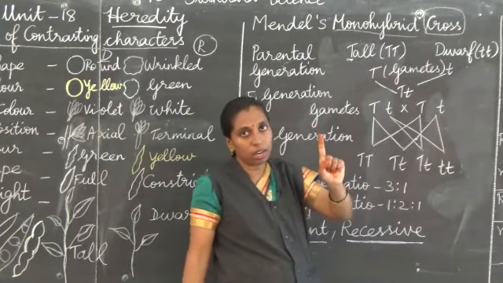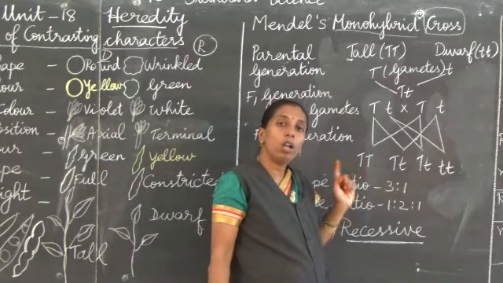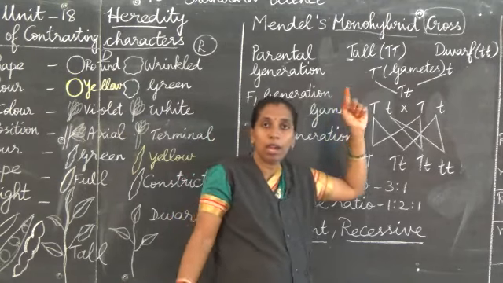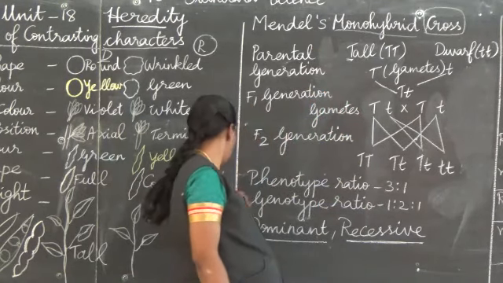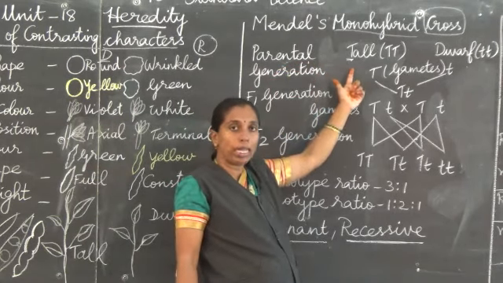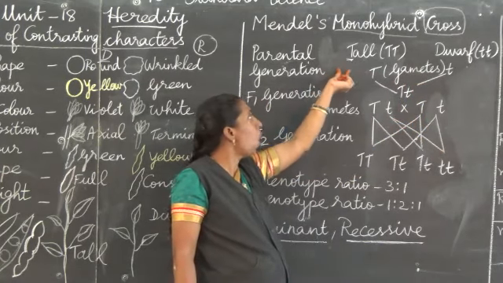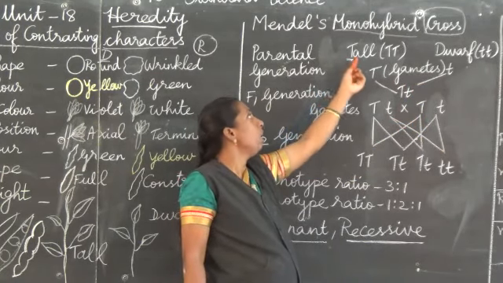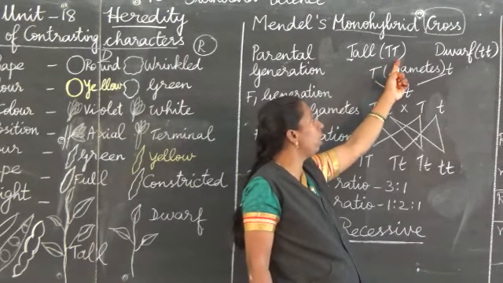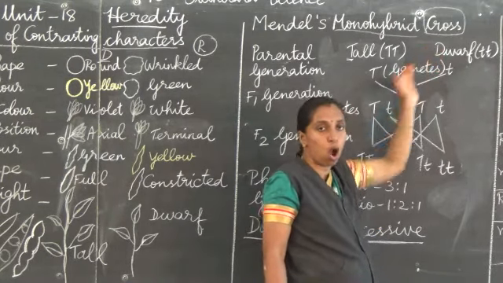So Mendel considered only one contrasting character. What is that contrasting character? Tallness of the stem, the stem height. For stem height, the dominant is the tall character and the recessive one is the dwarf character. For tallness, capital T is considered, and the recessive one is small t. Dwarf means a short plant.